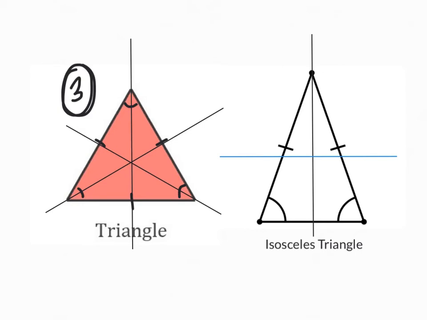So this isosceles triangle only has one line of symmetry. Whoops, I just deleted the wrong thing. Let's try this again. There we go. This isosceles triangle only has one line of symmetry. So even though they're both triangles, they're different types of triangles. And because they're different types of triangles, they have different numbers of lines of symmetry.